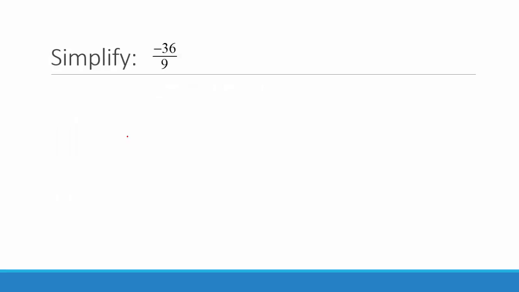Here we have -36 divided by 9, or -36 over 9. 36 is divisible by 9, so we can simplify by division. 36 divided by 9 is 4. And we have a negative divided by a positive, so we get a negative. So our answer is -4.